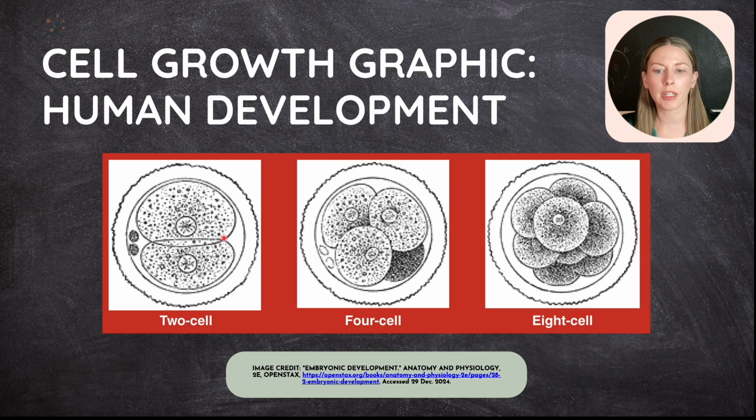Here we can see how repeated cell division leads to growth. Our one zygote cell divided and formed two cells. Those two cells divided to form four, and those four cells divided to form 8 identical cells. An adult human is made of billions of cells, but every person begins as a single cell that must go through the cell cycle many, many times.